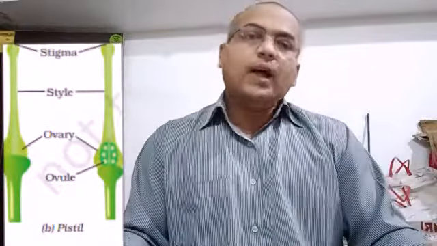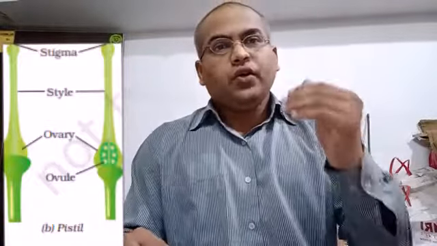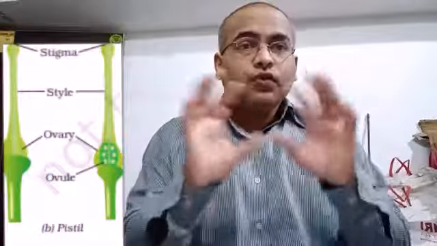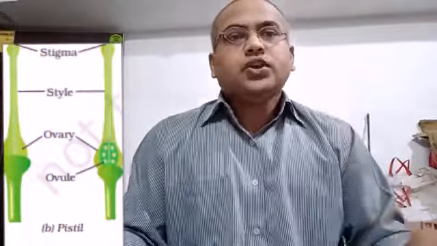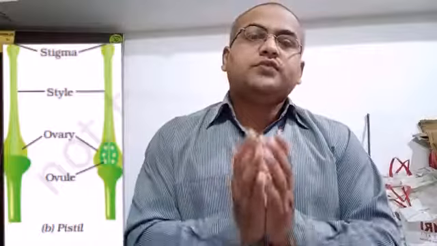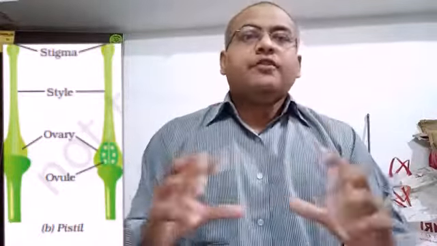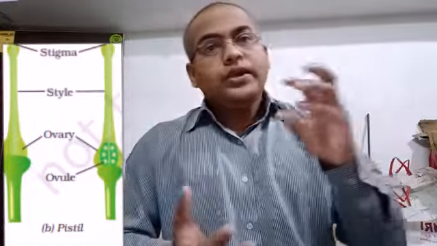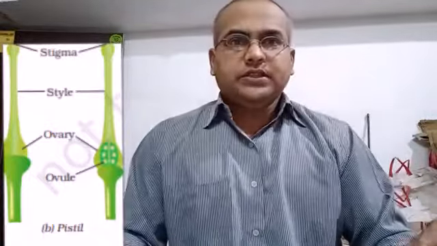Now we have to understand something about the flower that we already discussed: there are four parts of the flower. If these four parts or four whorls are present in a flower, it is called a complete flower. If any whorl is absent, it is called an incomplete flower. In some flowers only the male part is present or only the female part is present.